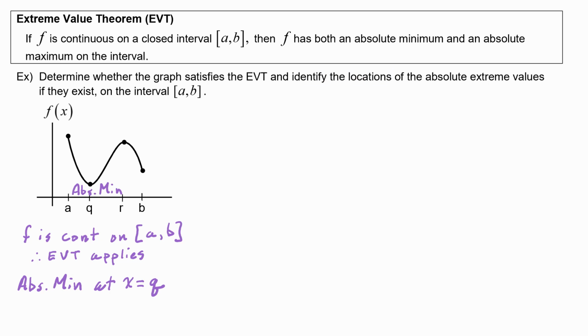Now, the biggest y value in the diagram is here, so this would be the absolute max, and that's happening at x equals a. So the absolute max is at x equals a. And once again, we don't know what the max is, but we know where it occurs.